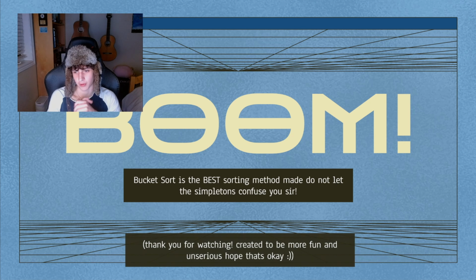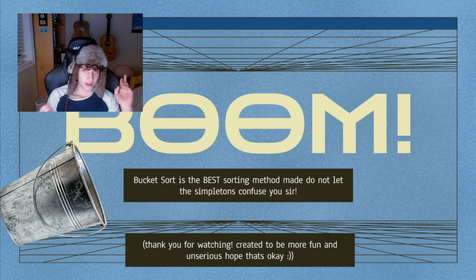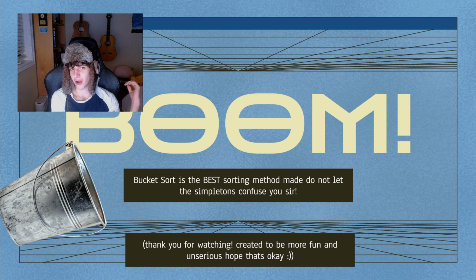And there you have it, bucket sort. It's fast, simple for distributed numbers, and really easy to visualize. The next time you need to sort a large group of numbers, try thinking about buckets instead of comparing every single number. Thanks for watching, and I hope this gives you a clear picture of how bucket sort works.